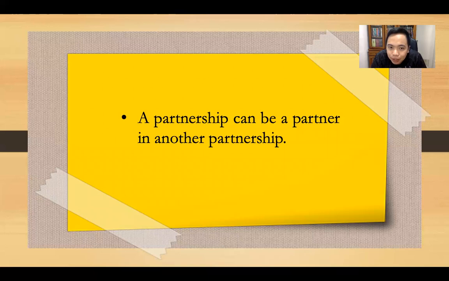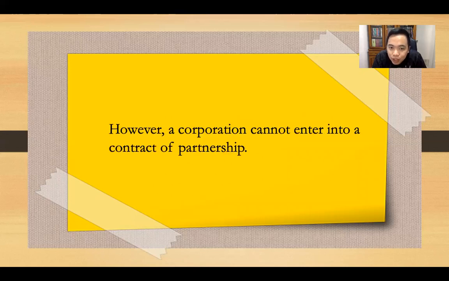Okay. Now, class, a partnership can be a partner in another partnership. For example, SGV, a very famous accounting firm, can be a partner in another partnership. This means SGV as an accounting firm can join another partnership or group of partnerships. On the other hand, class, a corporation cannot enter into a contract of partnership. What does this mean, class? If you are a partnership, you can be a partner in another partnership. Remember that, class. A partnership can join another partnership, but a corporation cannot enter into a contract of partnership.